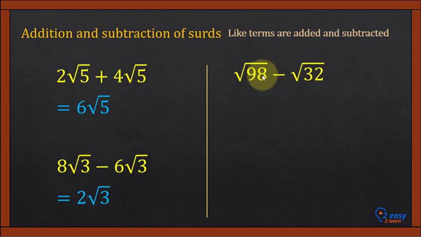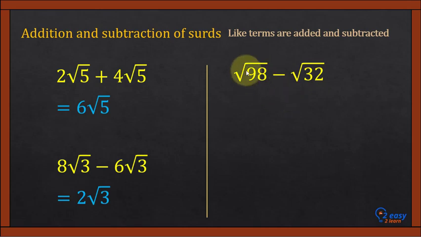Oh no, what is this? These are big numbers and these are not the same surds. Square root of 98 minus square root of 32. So in previous examples the surds were the same, but here they are not the same. So what do you need to do? You need to simplify it first.